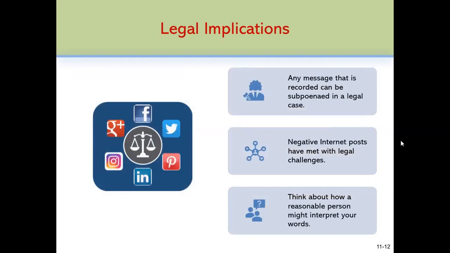When we talk about legal implications, we have to keep in mind that the language that we use could go against us, especially when it's written down. It's not oral, but written down. So any message that is recorded can go against us. Negative internet posts have met with legal challenges. Think about how a reasonable person might interpret your words.